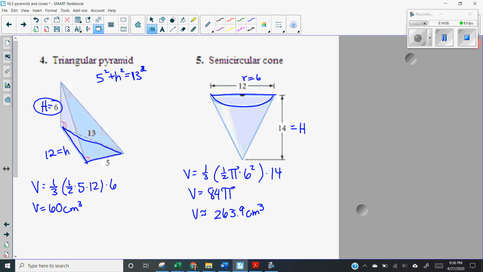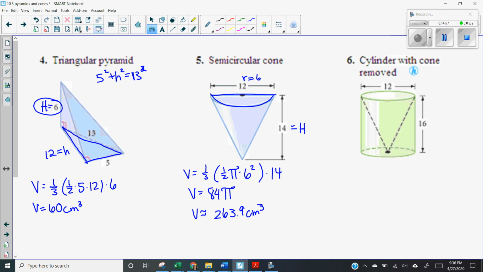Okay, let's do one more together. This one's a little more challenging. This one has a cylinder with a cone removed. We saw a lot of area problems where they would say, find the area of the shaded region. This is sort of that same thing. We just want the volume of what would be left behind. So imagine you had a cylinder made of cement and you drilled out the cone portion of it and got rid of that. We just want what would be left.